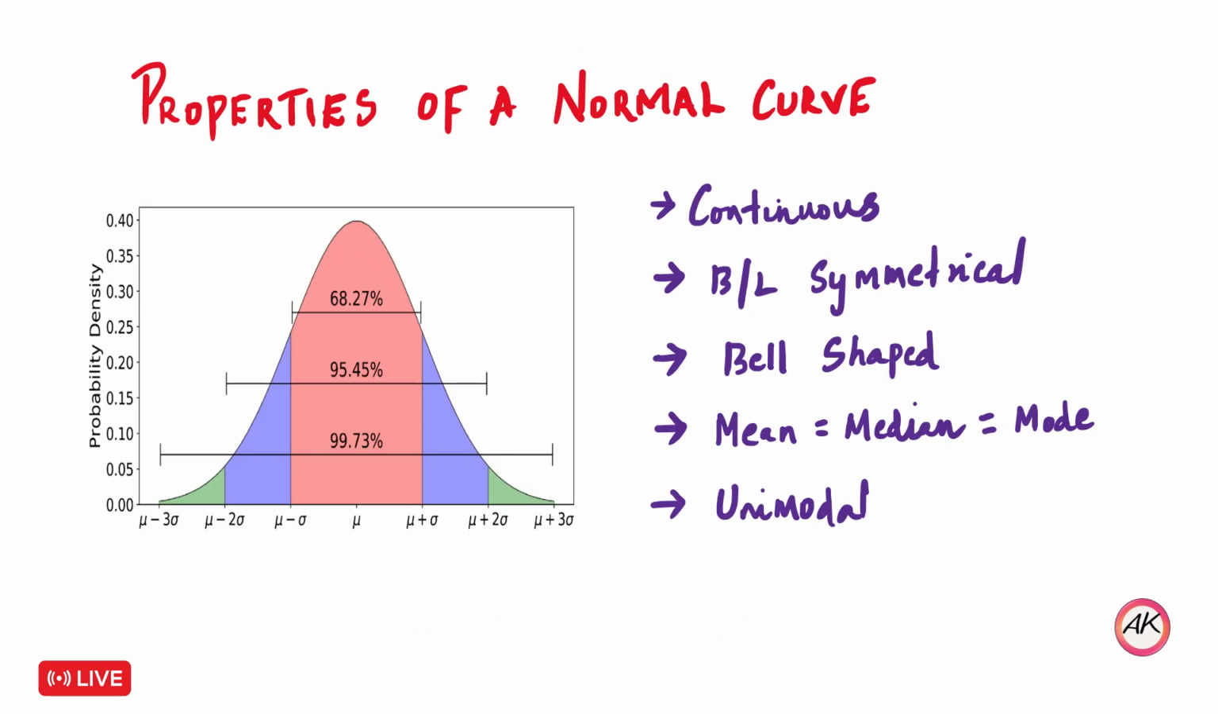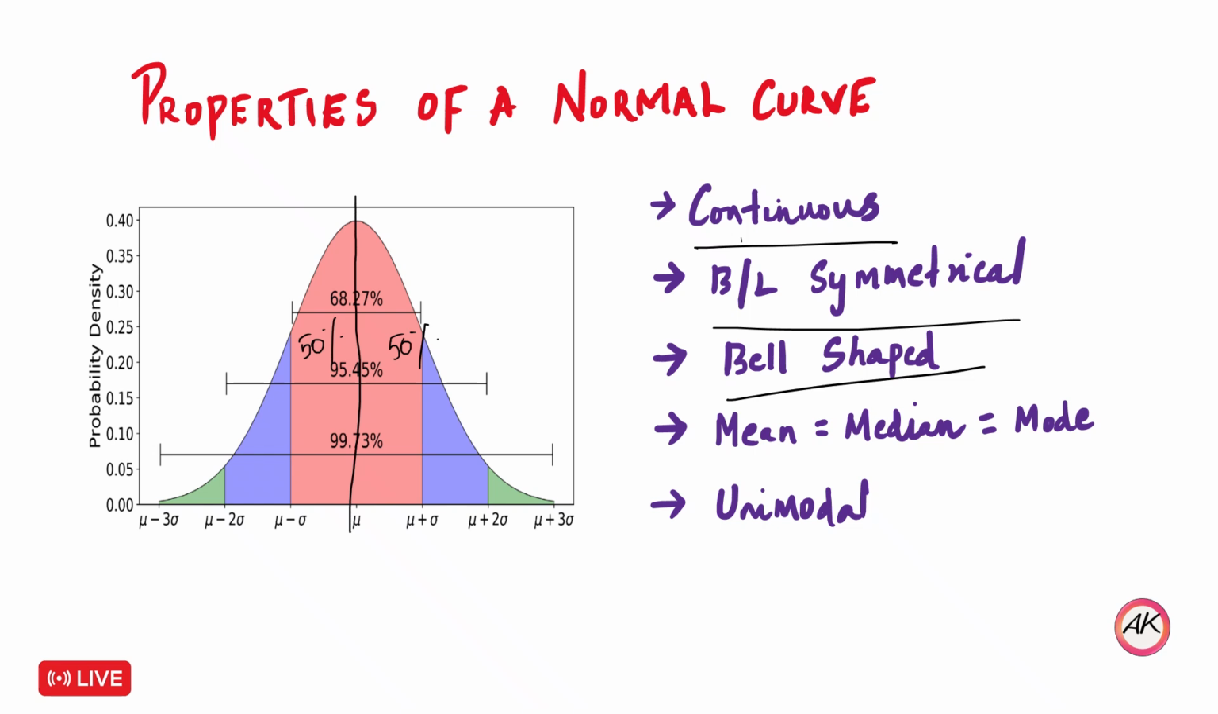So let's discuss the properties of a normal curve. We already know that it is continuous. It is bilaterally symmetrical. So this is the mean, and we have 50% of the observations on either side of the mean. So both sides are equal. It is bilaterally symmetrical, and the curve is a smooth bell-shaped curve.